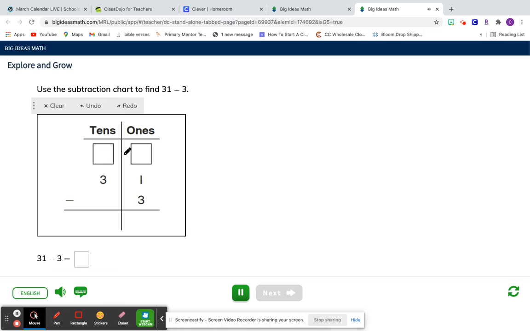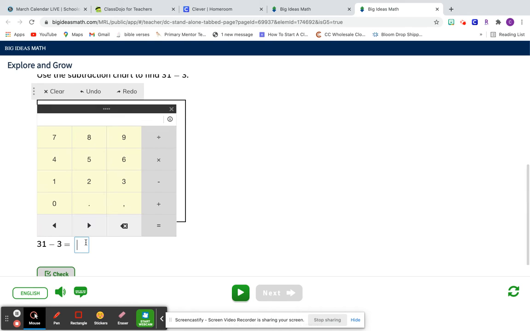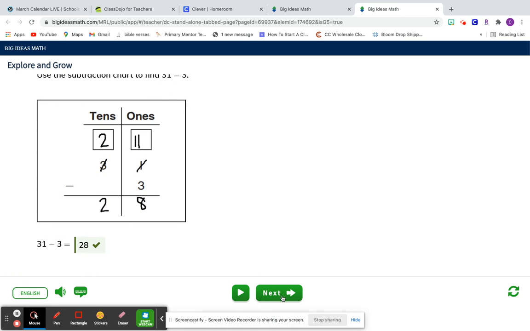Use the subtraction chart to find 31 minus 3. So this is the chart that you will use for this lesson. You are going to do exactly like we did. You're going to put your numbers here. Put your 11 here. 11 minus 3 is 8. And that is 2. Just to make sure everything stays in the correct spot. So our answer is 28.